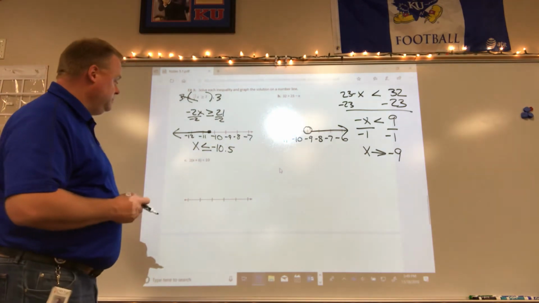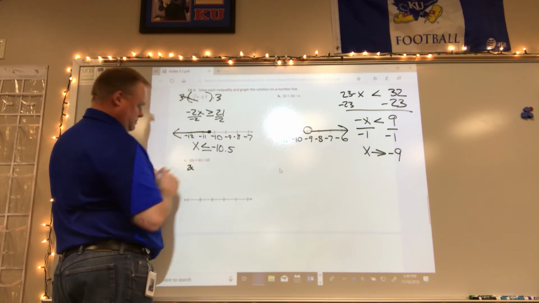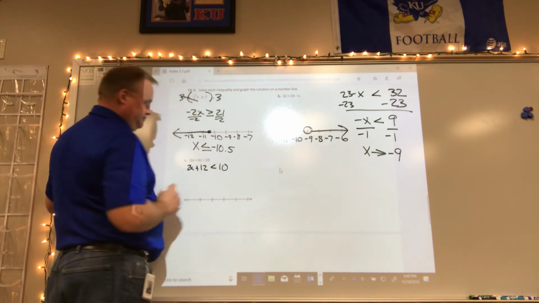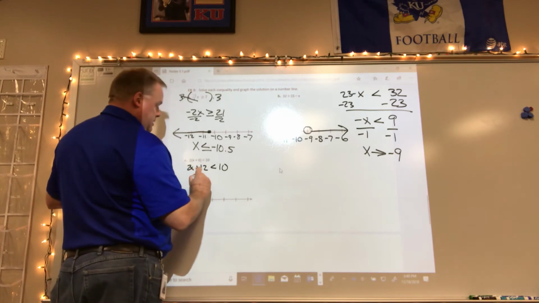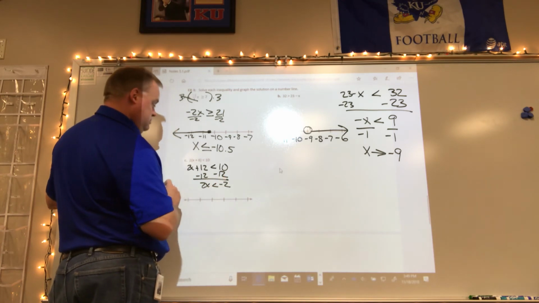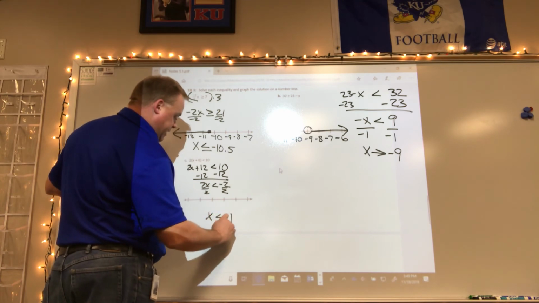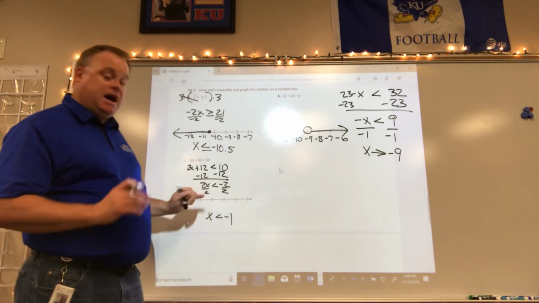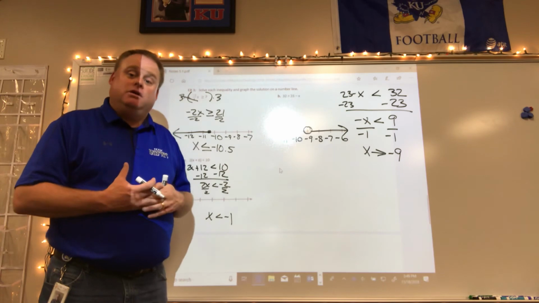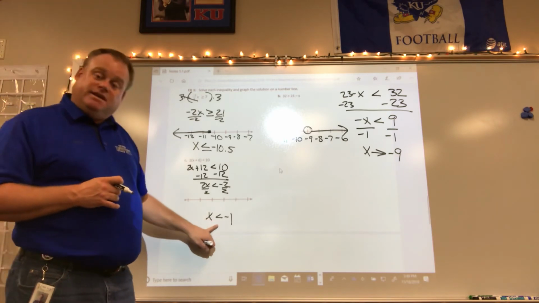Okay, last one. Distribute the 2 with the x and the 6. So 2 distributed with the x is 2x. 2 distributed with the 6 is 12, less than 10. Subtract 12 from both sides. 2x less than negative 2. Divide by 2, and x is less than negative 1. Now notice, I did not flip the inequality again because I divided by a positive. Even though my answer is negative, that doesn't matter. It's only when you divide or multiply by a negative. So x is less than negative 1.